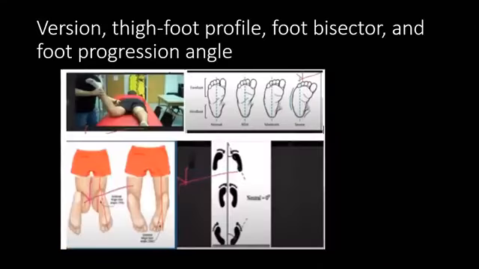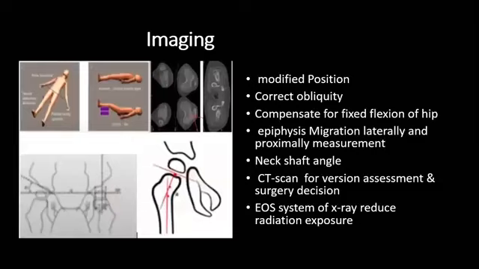Apart from looking at the child, the other thing we look at is the rotational profile of the hip, the version, and how to measure the version. The first picture describes how the version is measured. Then the foot-thigh profile is also very key, because tibial torsion could be one of the differentials in scissoring gait, but also in the femur you can get torsion. The foot bisector and also the foot progression angle are very key to complete the physical examination of these patients.